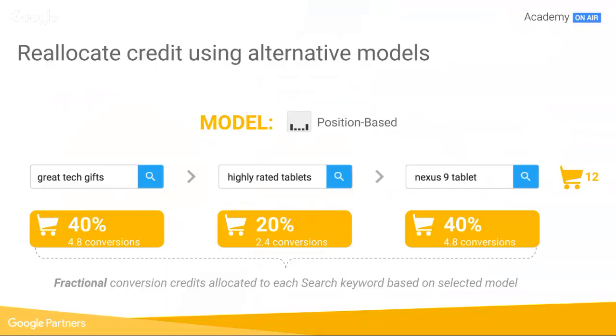So they don't actually build for the whole consumer journey yet, which might be a lot longer than what you see in that report. It might be that they have paused Great Tech Gifts before just because there was no ROI associated with it. Exactly. So in this case, we would have to reactivate that keyword. Okay. So look into that time lag report, which gives you a good feeling on how long people take to actually make a purchase.